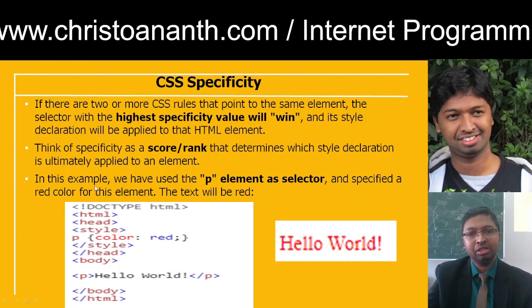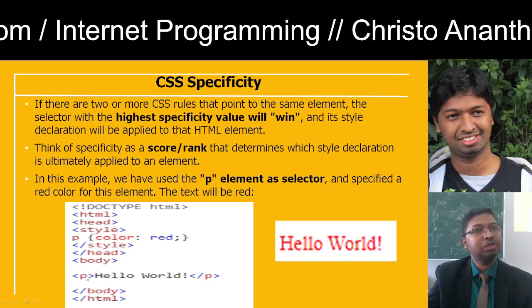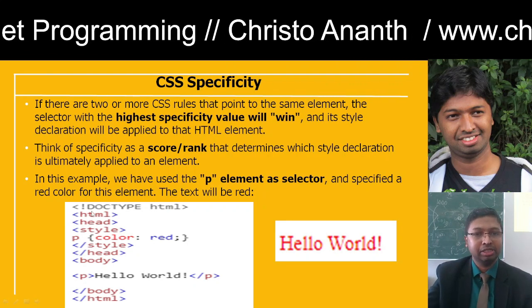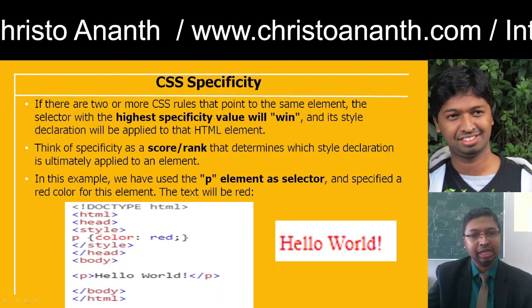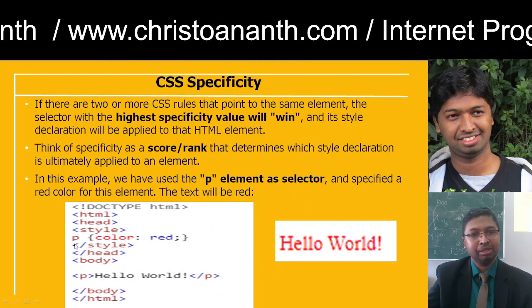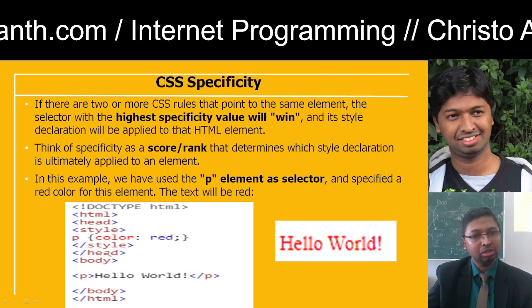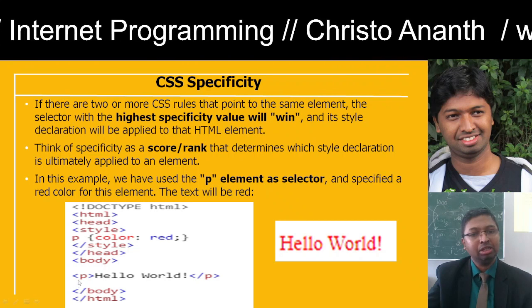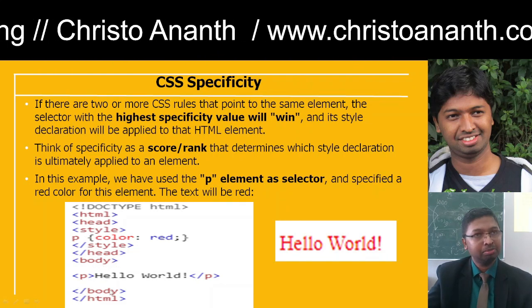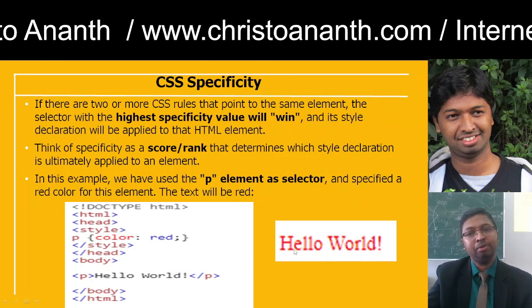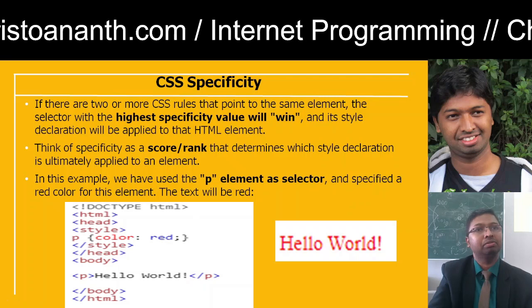For example, we can use the P element as the selector and specify a red color for the element. DOCTYPE html, head tag, style tag, P, which is the selector, color red. Then close the style, close the head, and then in the body you will see hello world in a paragraph tag. Then close the body and close the HTML. You can see hello world is displayed in red color.